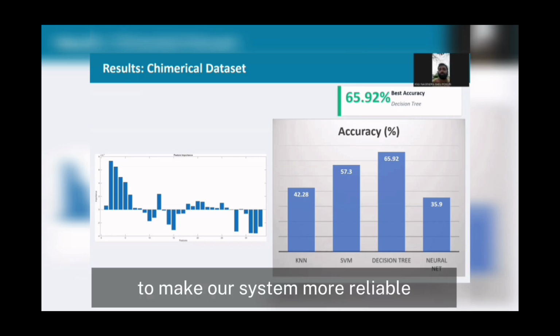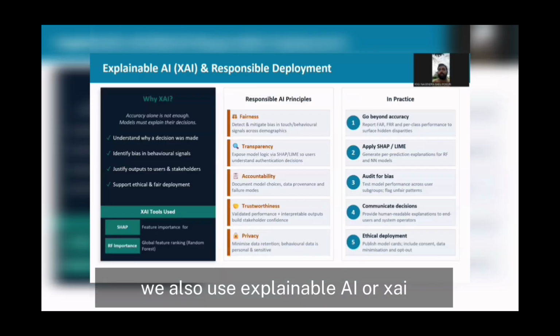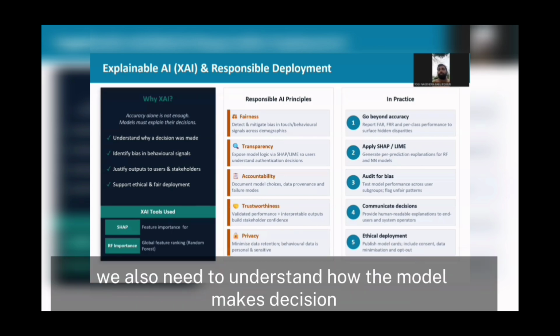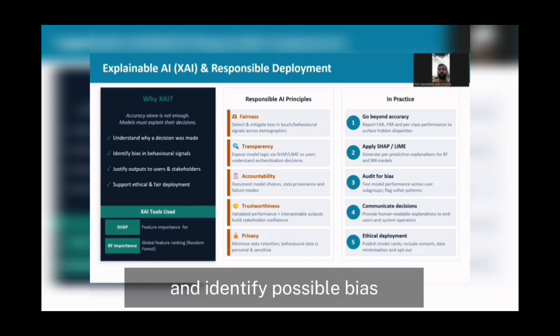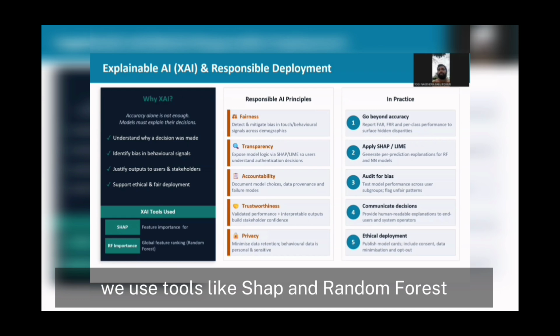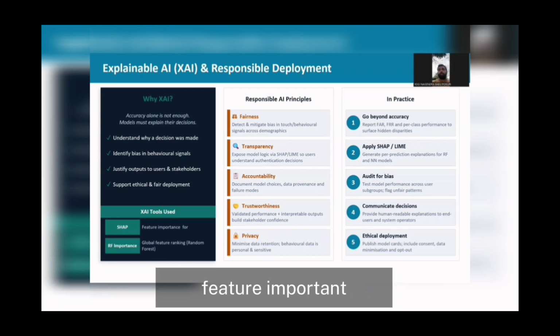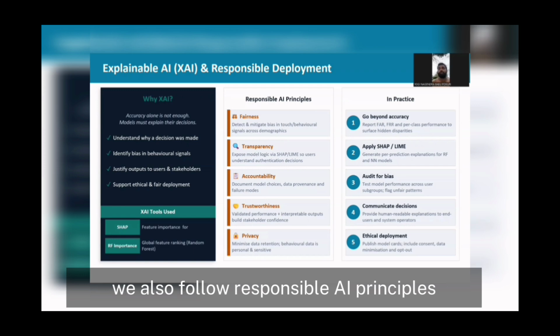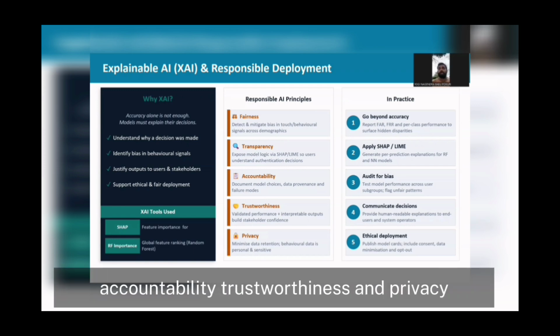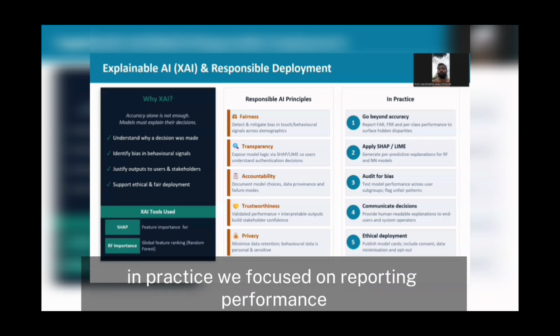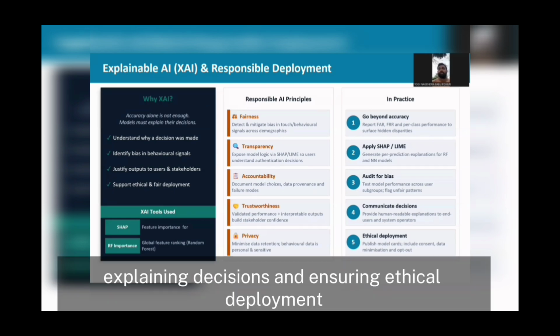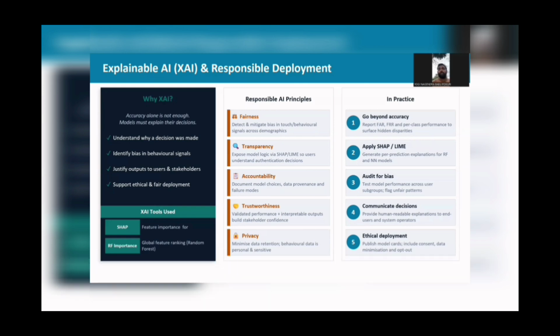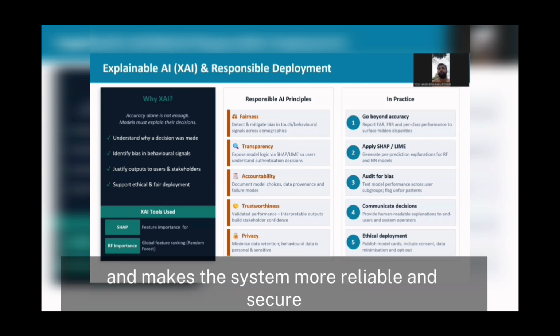To make our system more reliable, we also use explainable AI or XAI. Accuracy alone is not enough. We also need to understand how the model makes decisions and identify possible bias. We use tools like SHAP and random forest feature importance to understand which features are most important. We also follow responsible AI principles such as fairness, transparency, accountability, trustworthiness, and privacy. In practice, we focused on reporting performance, checking bias, explaining decisions, and ensuring ethical deployment. This helps build trust and makes the system more reliable and secure.